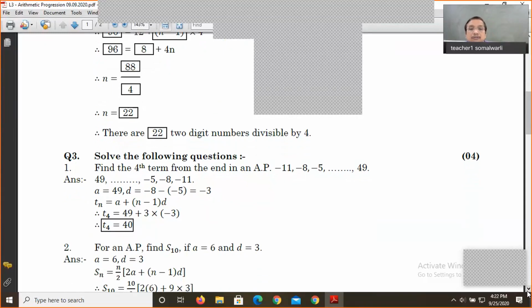Coming to the second question. For an AP, find S10 if A is equal to 6 and D is equal to 3. So A is 6, D is 3, and you have to find S10. So just use the formula for Sn. A is equal to 6, D is 3, and here the value of n is 10.